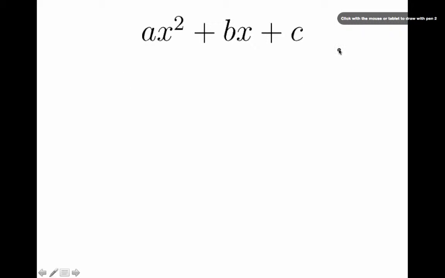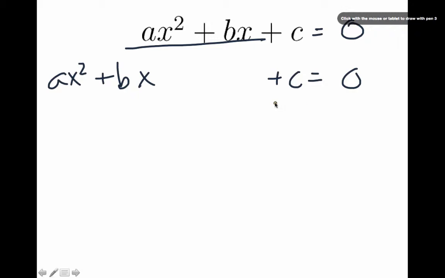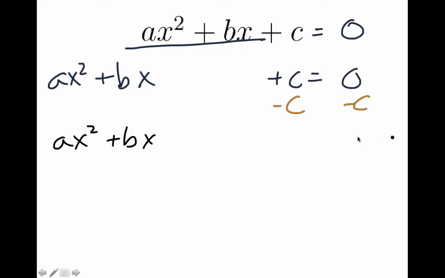And the way you solve a quadratic that doesn't factor is you complete the square. The way you complete the square is you start by grouping these terms together. ax squared plus bx plus c equals 0. Now, because it's an equation that we're trying to solve, I'm going to move this c to the other side. Subtract c, subtract c. Now I have the equation ax squared plus bx equals negative c.